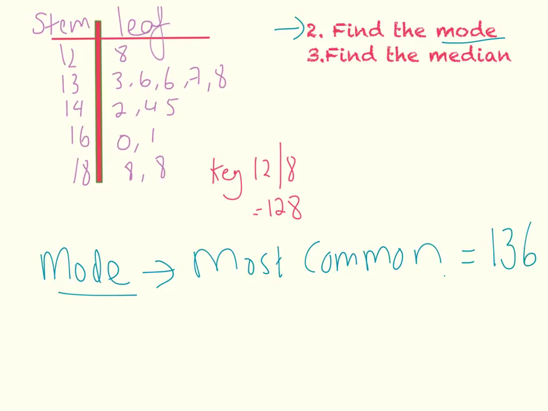Now, be aware that sometimes people will make the mistake of just writing down 6. But remember that 6 stands for 136, and that appears twice. But we also have another mode. If we look further down, we have 188, 188, and that happens twice. So we know that it's possible to have 2 modes. So the mode is 136 and 188. You can have 2 modes, that's not a problem.